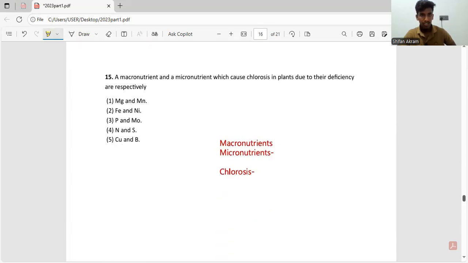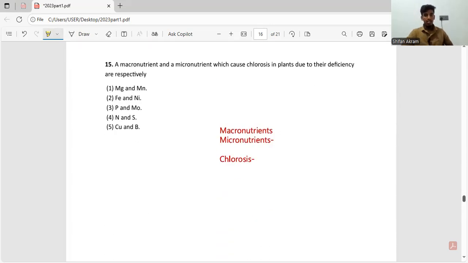Anyways, let's go through the 15th question. A macronutrient and a micronutrient which cause chlorosis in plants due to deficiency are respectively. Okay, we know macronutrients are nutrients that a plant needs in very large amounts, and micronutrients are nutrients that a plant needs in very little amounts. And chlorosis is the yellowing of plants due to deficiency of chlorophyll. Now, first let's take a look at all the macronutrients and then the micronutrients. Then let's see what causes chlorosis.